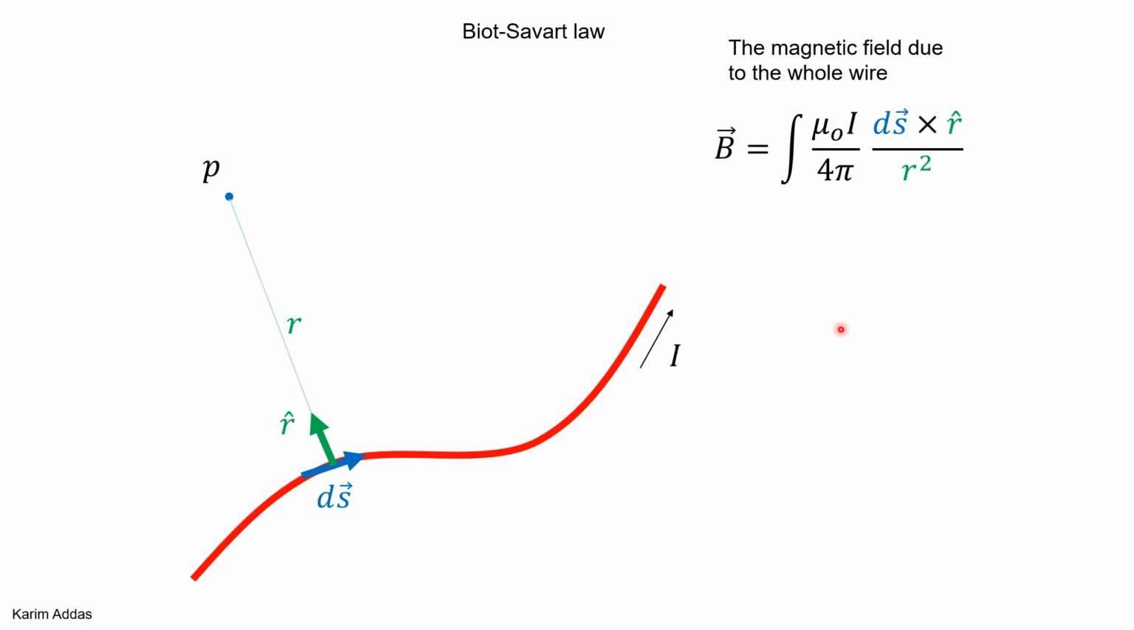And during this integration, the ds vectors are not the same everywhere. They're variable. The r hat vectors are not the same. The distance between the point and the element of current is not the same everywhere. So it's actually quite a difficult thing to do. We're going to focus in this course on problems that are relatively easy to solve. So don't worry about that. But in general, it's not very easy to do this integration.